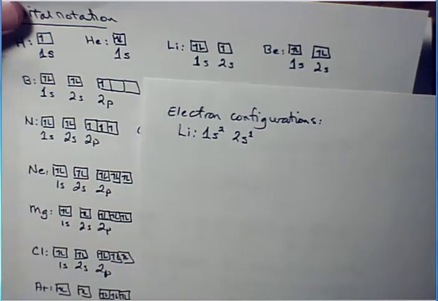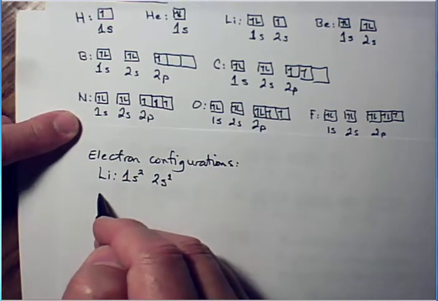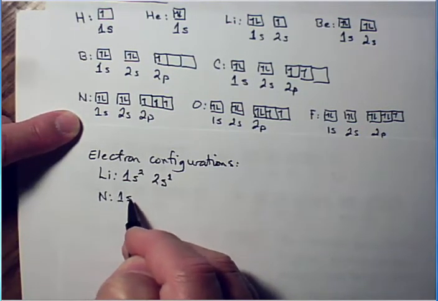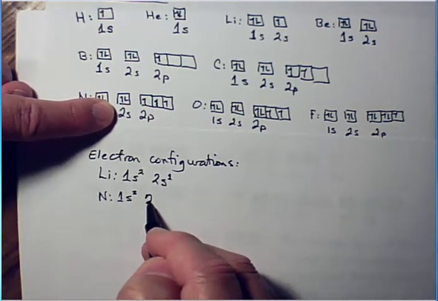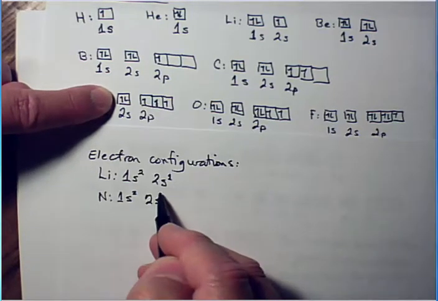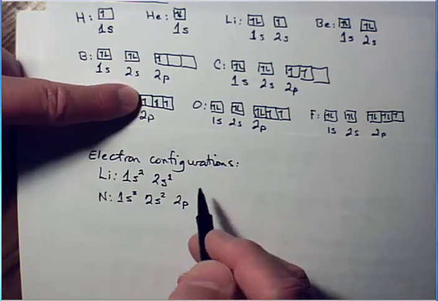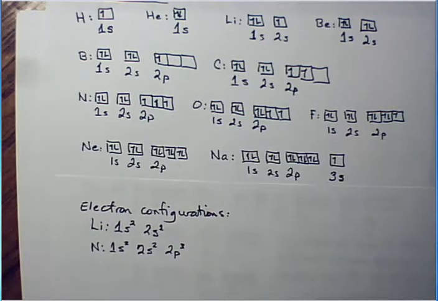All right, let's skip down to nitrogen down here. Let's write the electron configuration for that. We've got an element symbol, a primary energy level 1 and sublevel s, and we count the electrons there, 2. Then we've got primary energy level 2 and sublevel s, and 2 electrons there. And then we go to 2p and count the electrons. We've got 3 of those. And so that's the electron configuration for nitrogen. Everybody got that? All right, let's let you practice now.